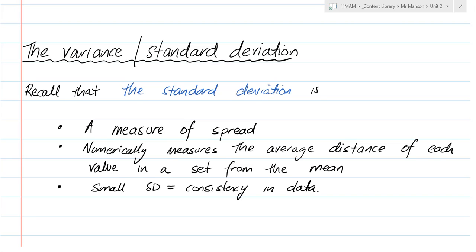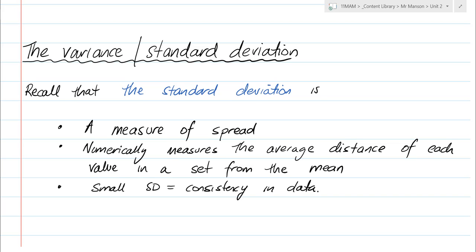It numerically measures the average distance of each data point from the mean, and a small standard deviation means there's more consistency in the data. It's less spread out. A large standard deviation means there's less consistency in the data. Typically, the actual number for standard deviation doesn't mean a lot in context. If you get a standard deviation of 2, that doesn't mean a lot. But if you have 2 data sets and one has a standard deviation of 2 and one has a standard deviation of 5, then that can mean a lot.